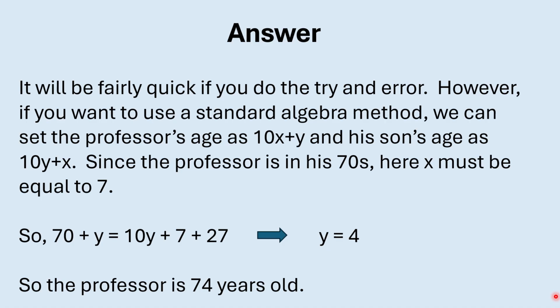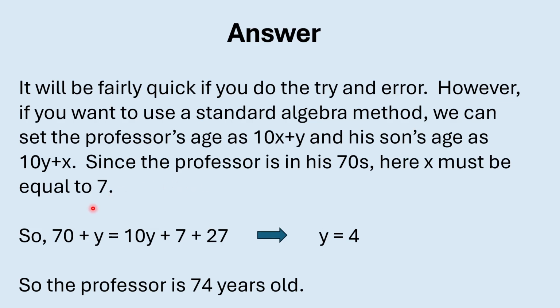However, I still recommend you to use the standard algebra method, and you will see the benefits of it later on. In this case, we can set the professor's age as 10x plus y, and because if you swap the tenths and units of the professor's age, it will be equal to his son's age, that means his son's age can be set as 10y plus x. And since the professor is in his 70s, here x must be equal to 7. This will just make this question much simpler.